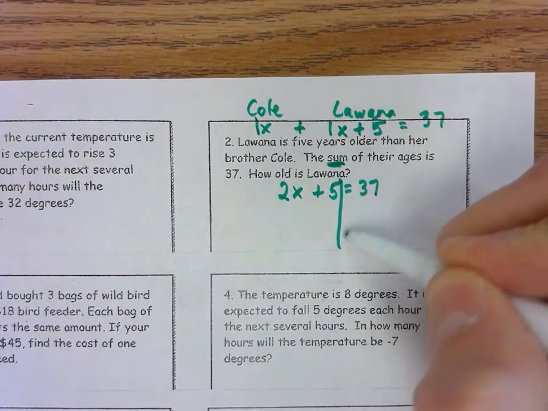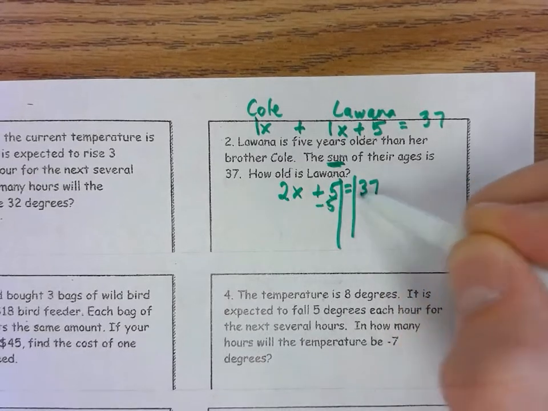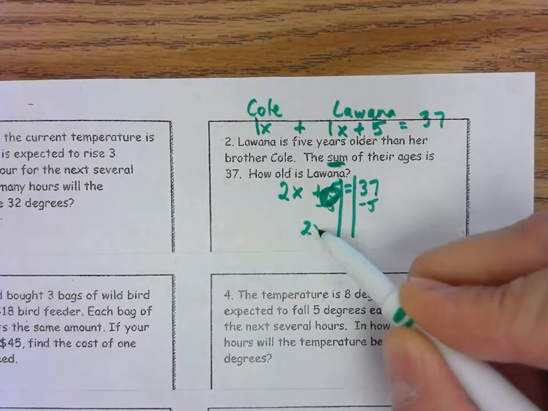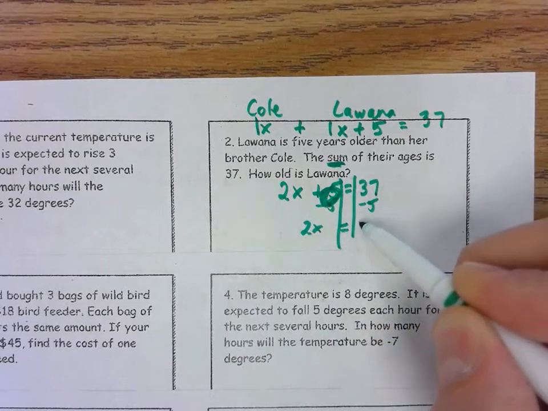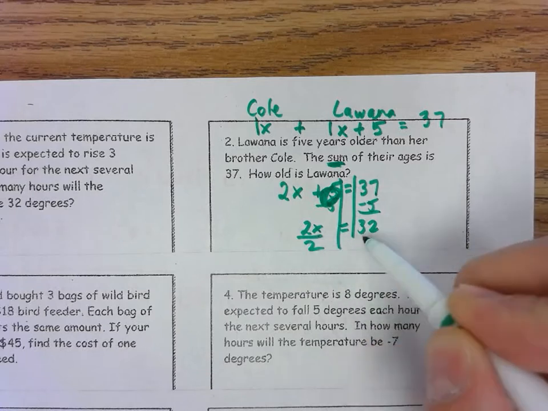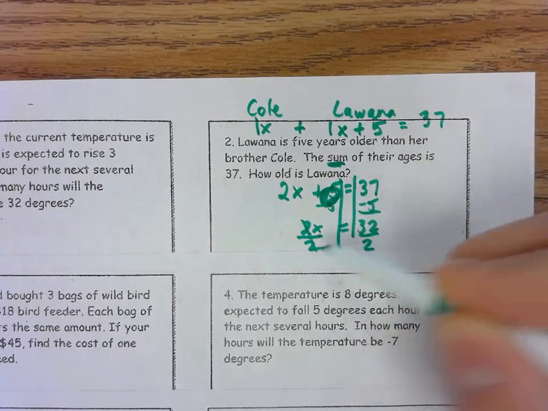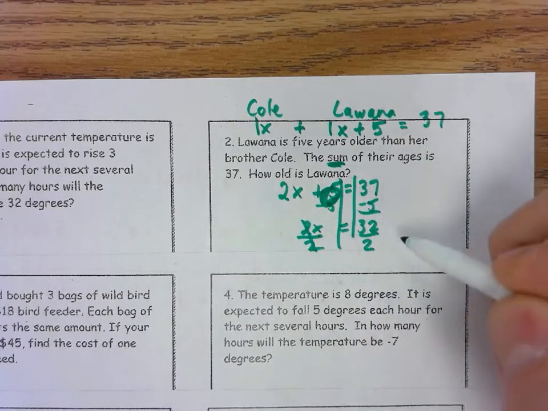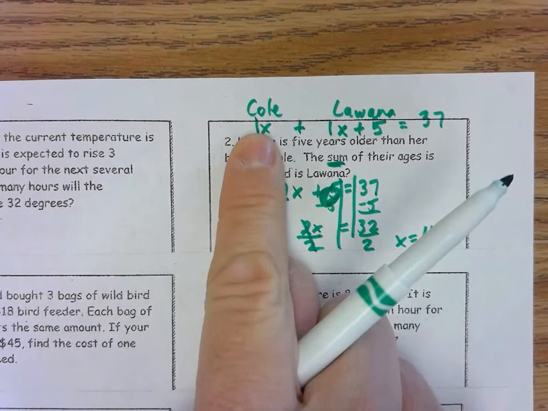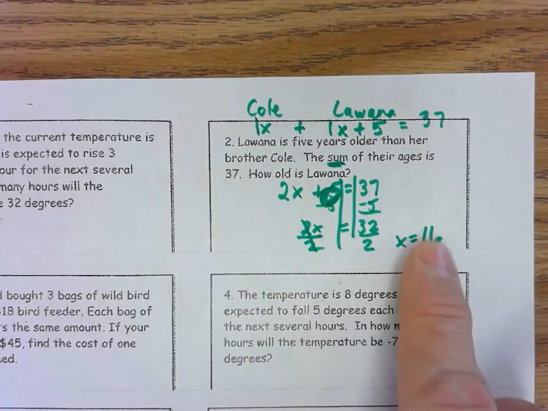Of course, we're going to do a little train track action. We're going to take away 5 from both sides, then make a 0 pair. That means I've got 2x equals 32. And of course, that means I'm going to divide by 2. If you do 32 divided by 2, that gives you x equals 16. Now that would be for Cole, because he's the x, right? So Cole is 16.